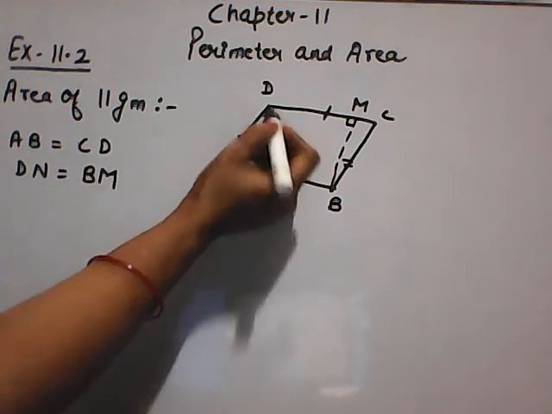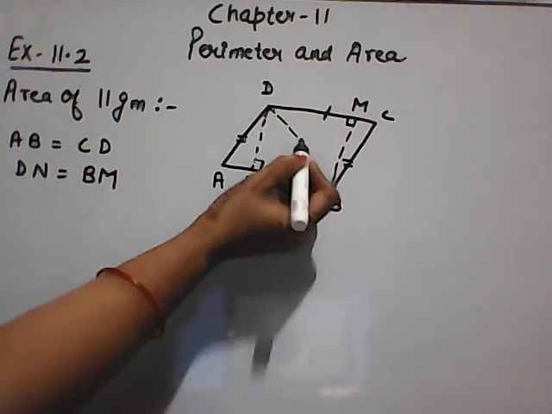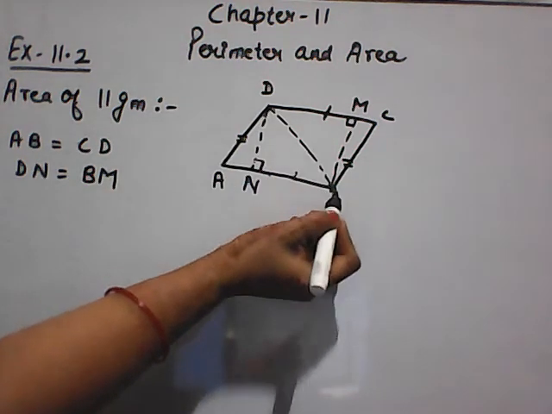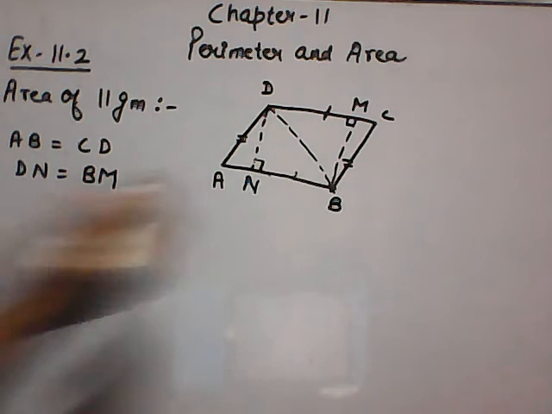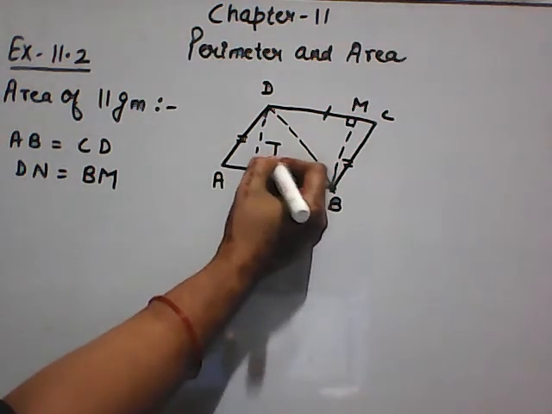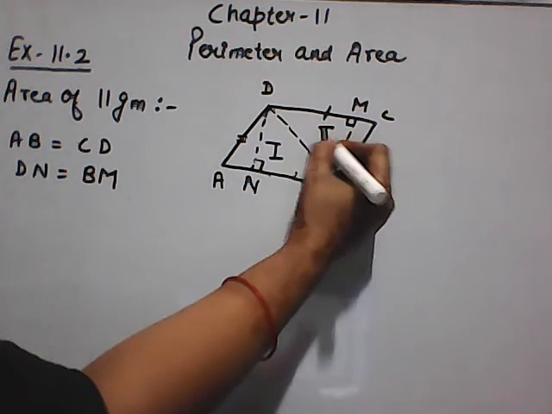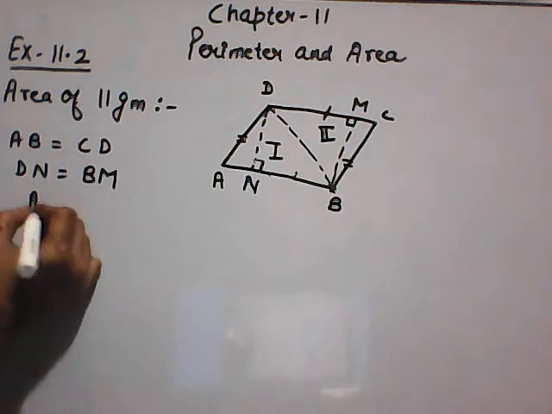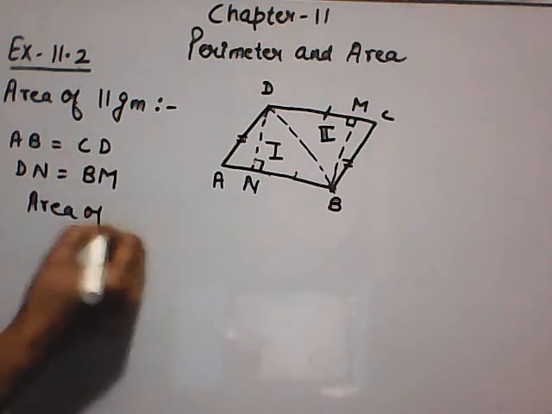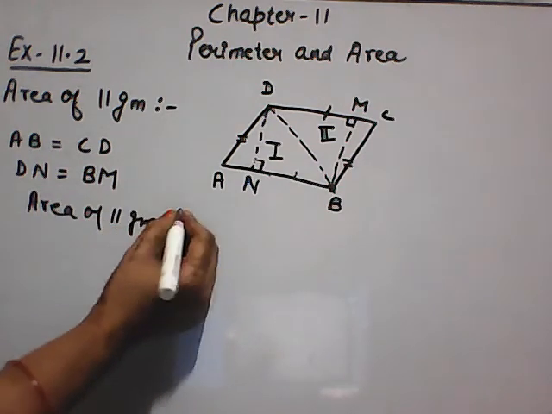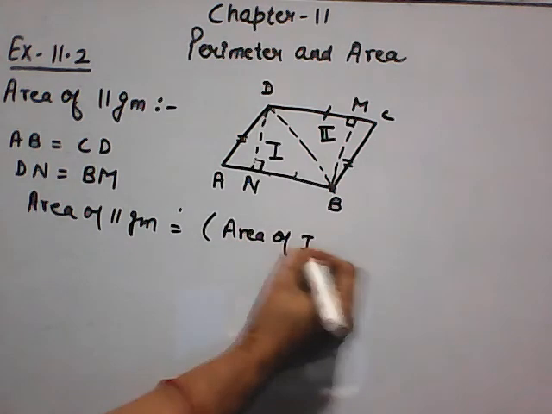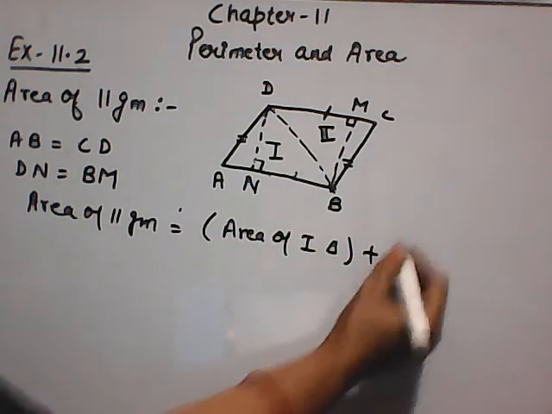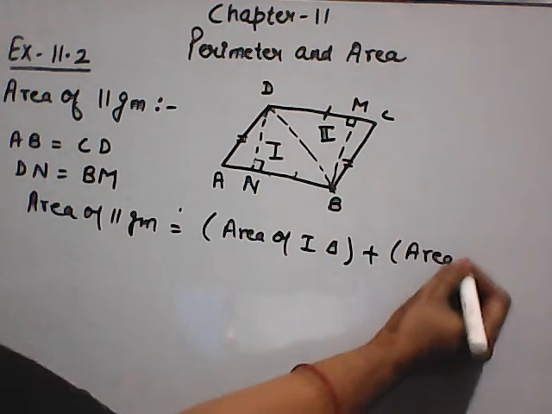Suppose we cut this parallelogram along the diagonal, then it divides the parallelogram into two triangles. This is the first triangle and this is the second triangle. Now, the area of the parallelogram is equal to the area of the first triangle plus the area of the second triangle.